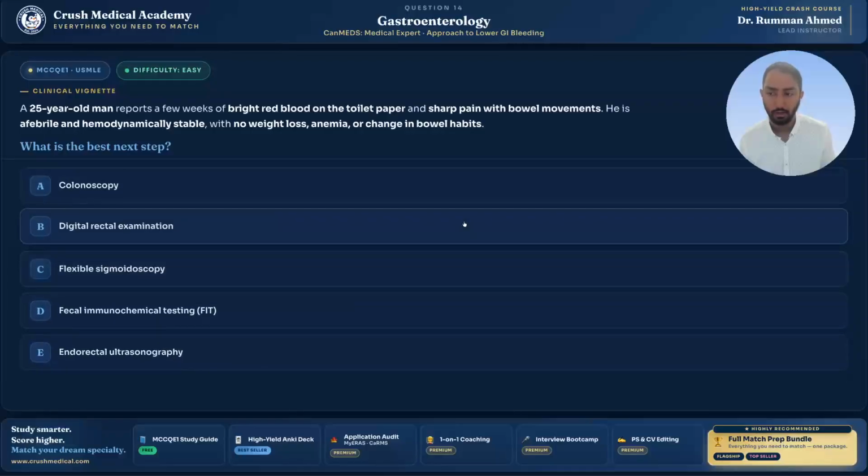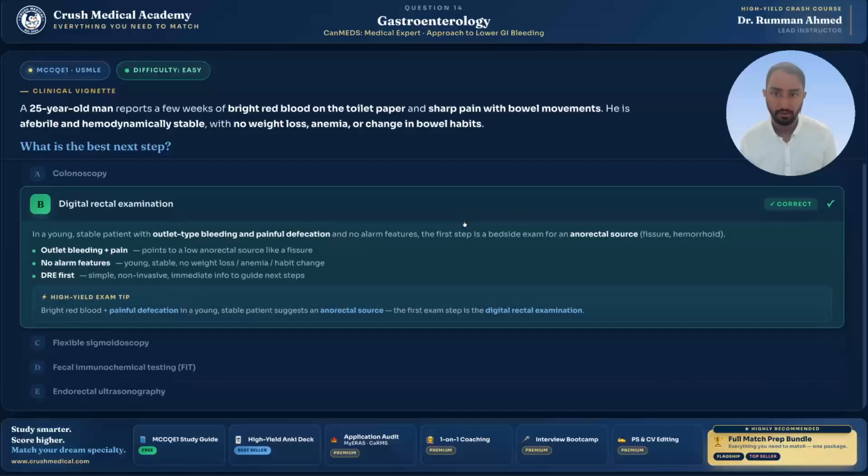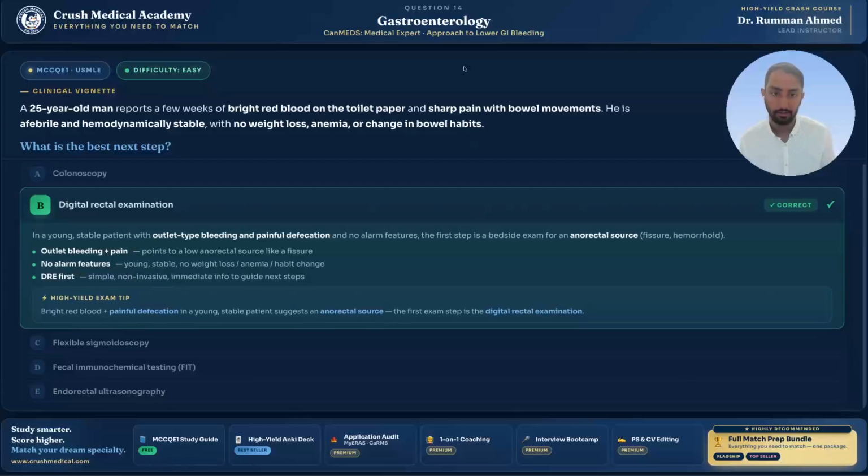Okay, that brings us to option B, which is digital rectal examination. And in fact, this is the correct answer here, right? So now we can have a high yield chat about this. This patient who's dealing with bright red blood on toilet paper and is otherwise healthy and fine, we should be thinking of things like fissures as well as hemorrhoids, which are the most common causes of this type of bleed, along with sharp pain with bowel movements, right? So in this younger patient who is stable and has this outlet type of bleeding, it's not necessarily a deep internal bleed, right? Outlet type of bleeding with painful defecation and no alarming features.